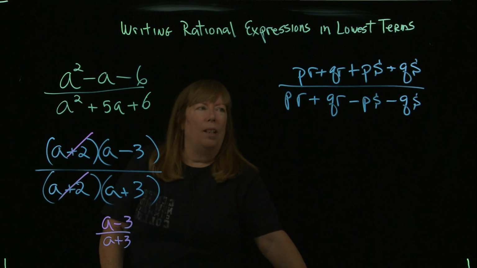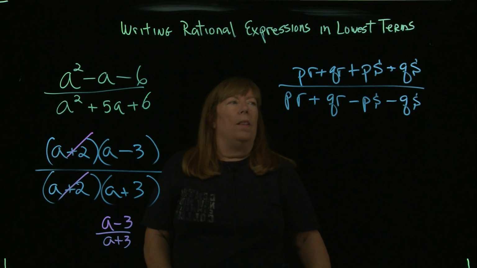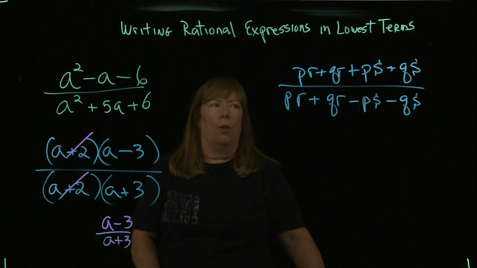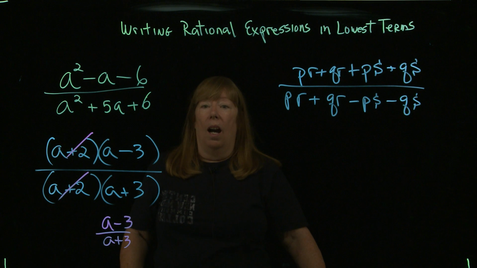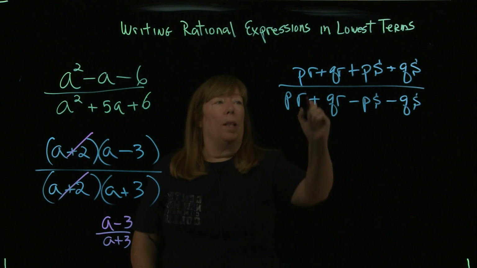Okay, let's try another one, very similar. This time I have 4 terms over 4 terms. And 4 terms is like a neon light. It says I can be factored by grouping.